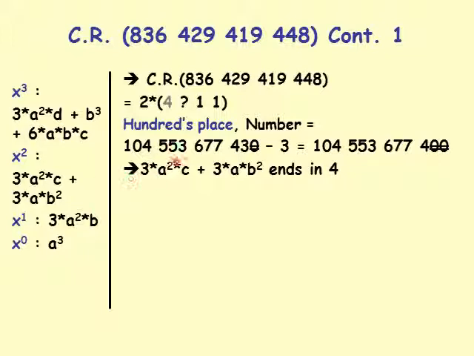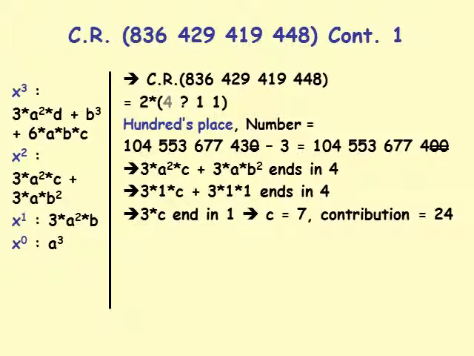So that means I'm on x squared now, the 100 place. This term 3a squared c plus 3ab squared must end in a 4 here. So a is 1 and b is 1, so that means 3c plus 3 ends in a 4. That means 3c ends in a 1. That means c is 7. So 7 comes right here. The contribution for that is 24. This is 21 plus 3. Okay, let's continue here.